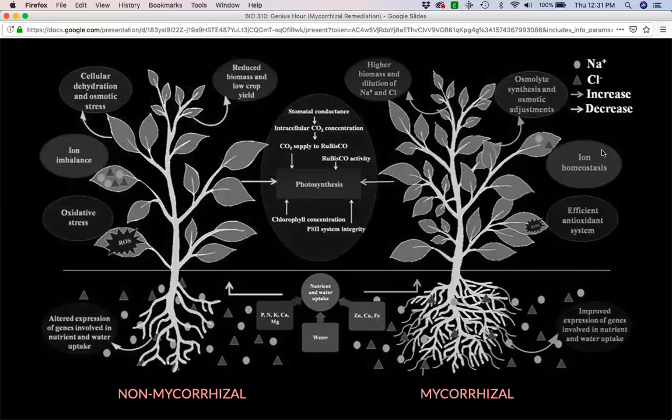So this image just describes the difference between a non-mycorrhizal plant and a mycorrhizal plant. A mycorrhizal plant has improved expression of genes involved in nutrient uptake and water uptake. The plant will have a higher resulting biomass and be able to expel harmful salts such as sodium and chloride out of its system more easily, and it can maintain ion homeostasis much more efficiently.